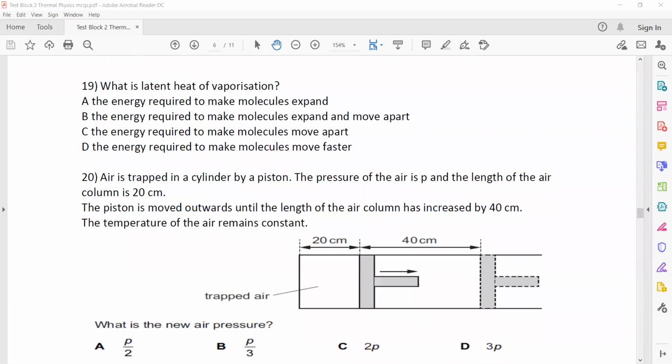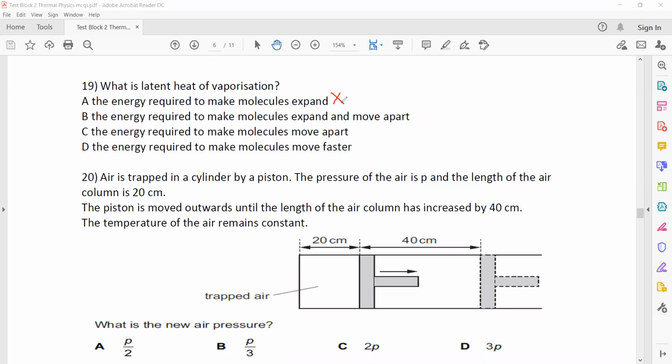What is latent heat of vaporization? Latent heat of vaporization or latent heat of fusion is the amount of energy required to change 1 kilogram of a substance without changing the temperature. If it is fusion, it is solid to liquid, and if it's vaporization, it is from liquid to gas. So in vaporization, we are changing liquid to gas, so we are increasing the distance between the molecules. Energy required to make the molecule expand.